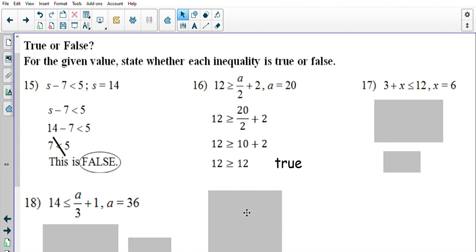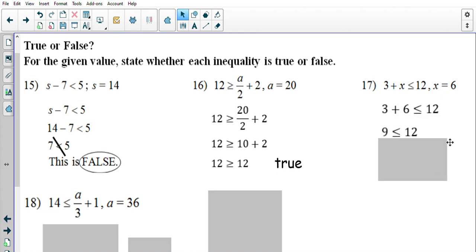Let's try number 17. 3 plus x is less than or equal to 12. Let's replace x with 6. We get 3 plus 6 is less than or equal to 12. That's 9 is less than or equal to 12. That is going to be a true statement as well.